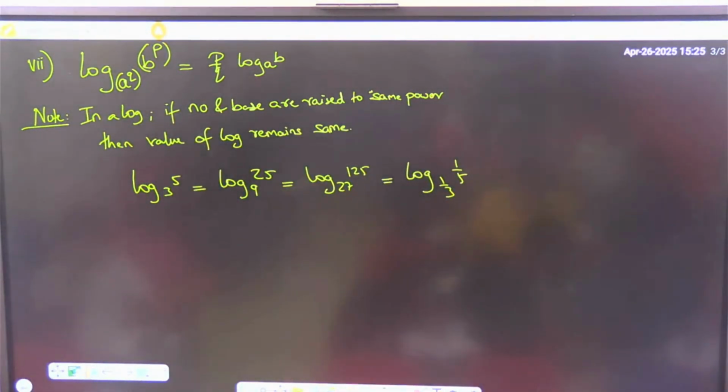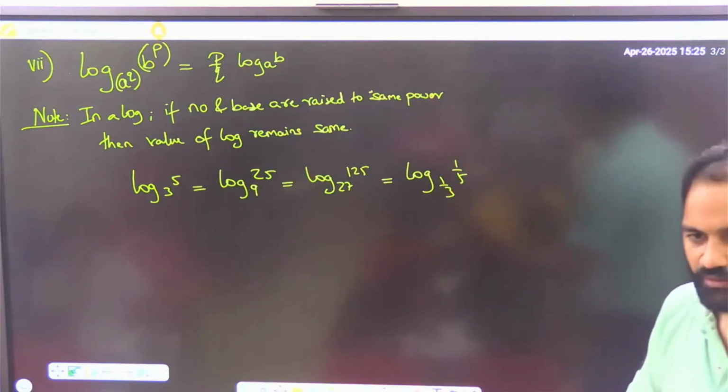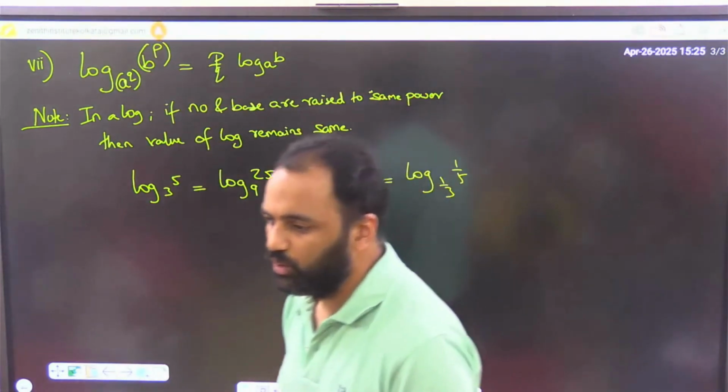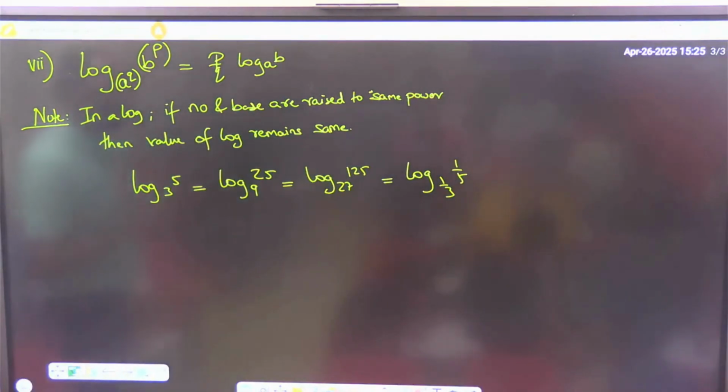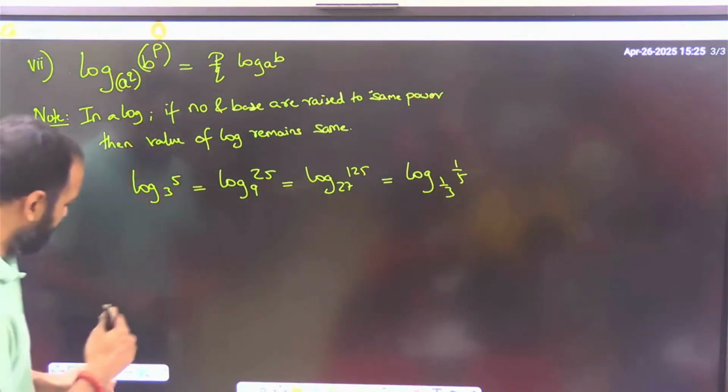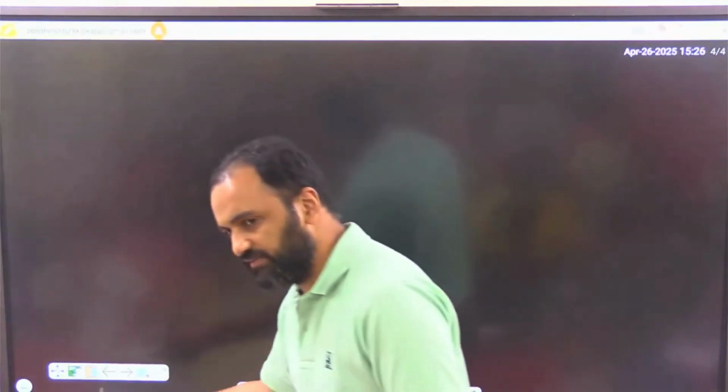So as long as the number and the base are raised to the same power, the power could be anything, positive, negative, whatever, the value will remain the same. Is this okay to everyone? We'll quickly discuss some questions based on the properties that we've discussed so far, before moving on.